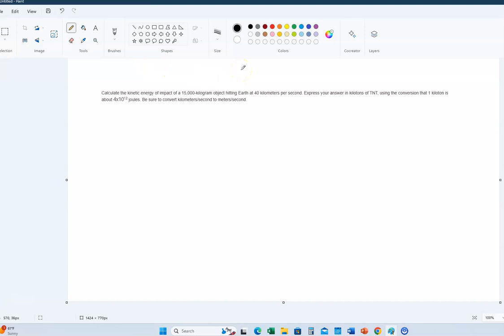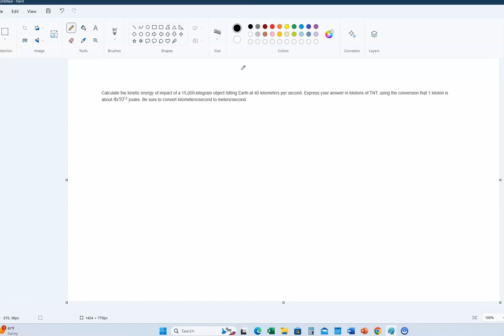All right, so number 16 says: calculate the kinetic energy of the impact of a 15,000 kilogram object, like a comet or an asteroid, hitting the Earth. It'd be a pretty small asteroid, just to let you know, at 40 kilometers per second. Express your answer in kilotons of TNT. Use the conversion that 1 kiloton is 4 times 10 to the 12th joules. Be sure to convert kilometers per second to meters per second.